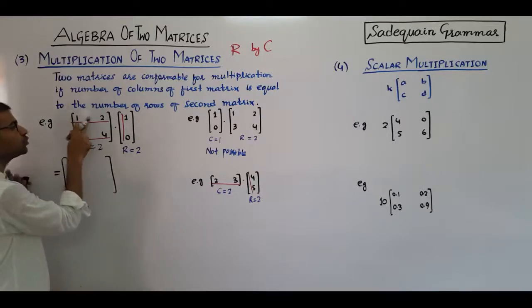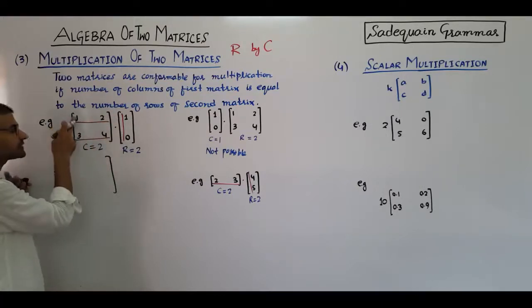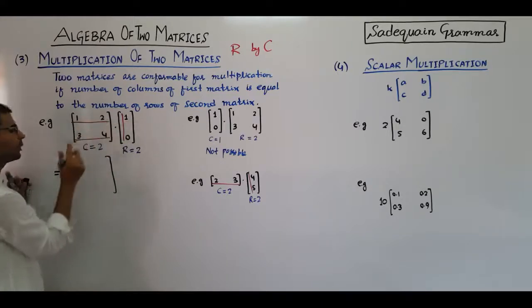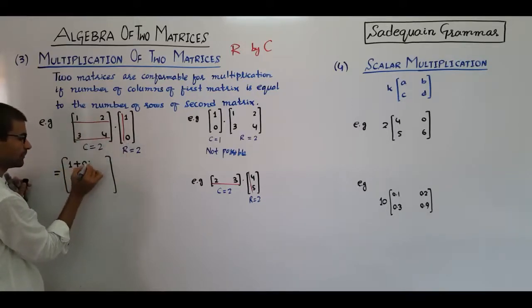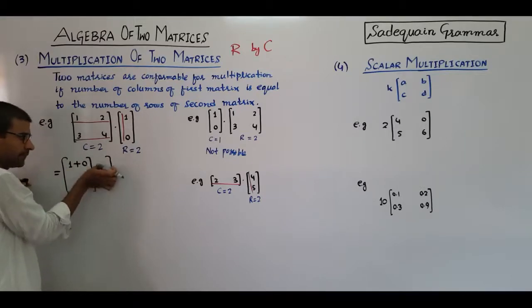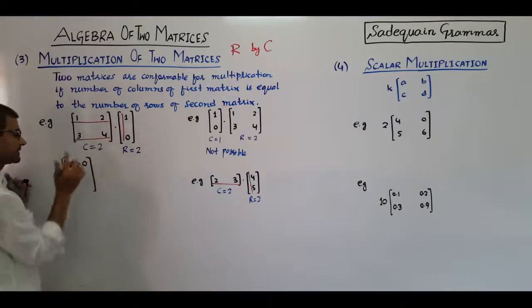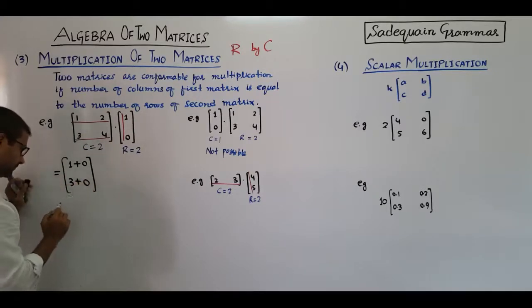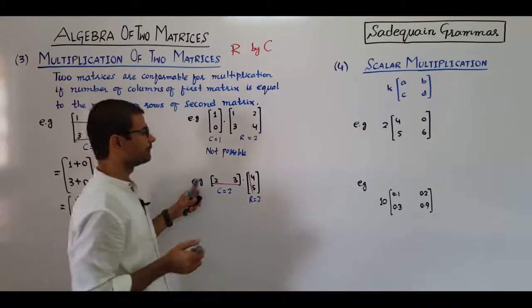In the first row we have two members, and in this column we also have two members. So the first member will multiply with the first and the second multiplies with the second. 1 times 1 is 1, 2 times 0 is 0. Now come to the next row, 3 4. 3 times 1 is 3, 4 times 0 is 0. 1 plus 0 is 1, 3 plus 0 is 3. This is your answer.